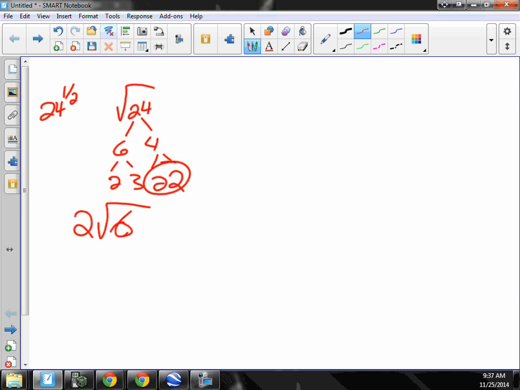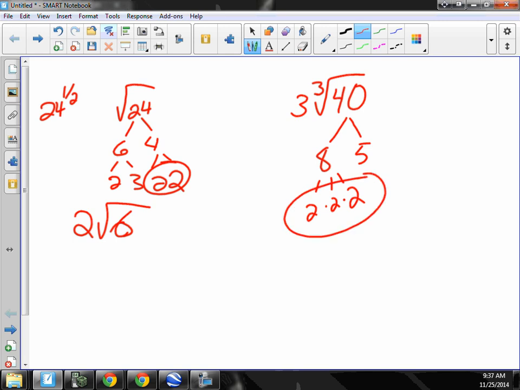Okay, what if I had 3 third root of 40? Because this is a third root, when I factor, what am I going to look for? Sets of 3. So 8 and 5, 2 times 2 times 2. Can I bring anything out? Bring out a set of 2's. What do I do with those 2's? Multiply them to the 3. So 2 times 3 is 6 third root of 5. Does that make sense? Okay.